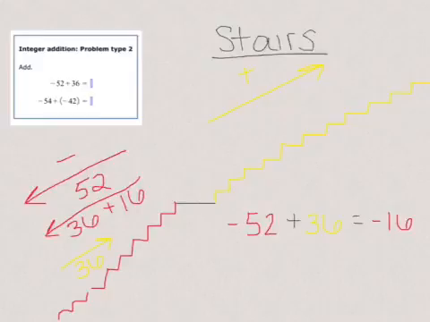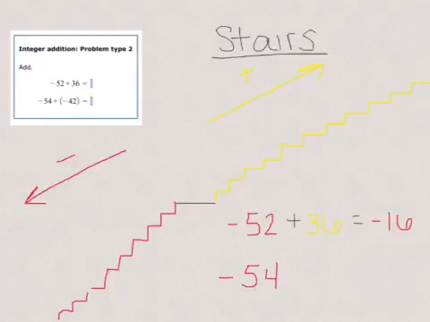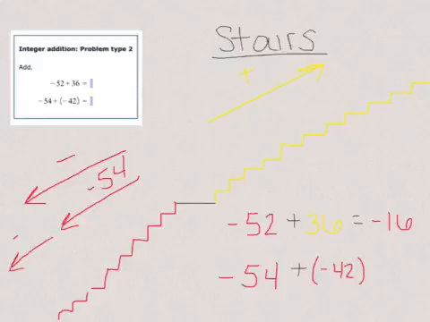Then, for the second problem, go ahead and erase this right here. We're going to look at negative 54 plus negative 42. And then we're going to use that same concept. For the first number, we're going to go down 54 steps. And then we're going to travel 42 steps down even more.